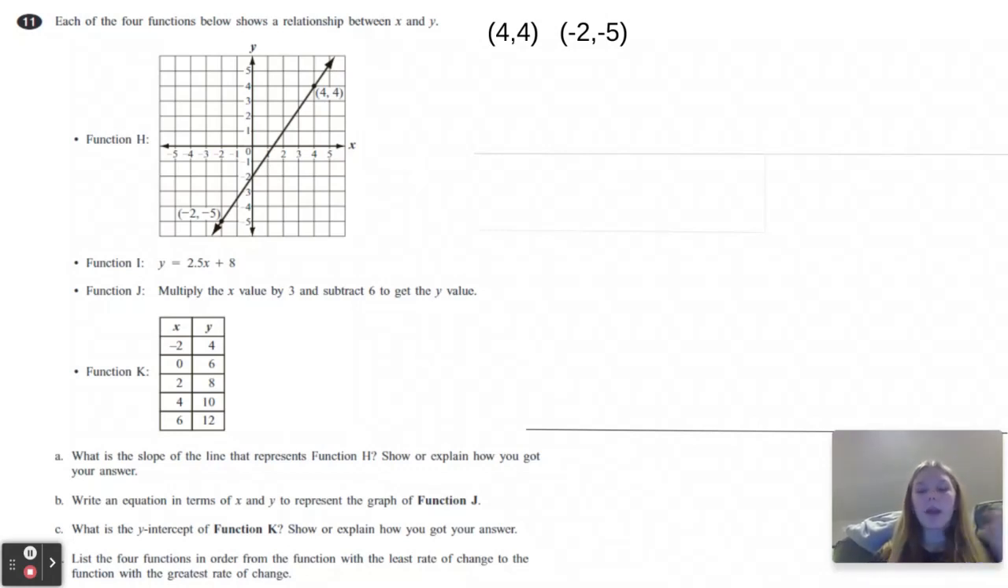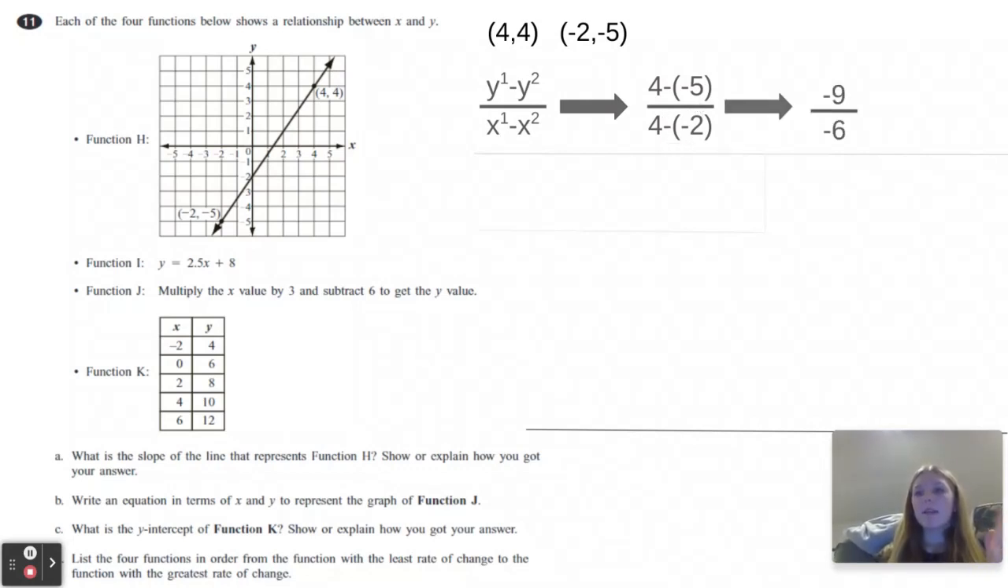To find the slope, we have to use the formula. The formula is y1 minus y2 over x1 minus x2. Keep in mind, these right here are not exponents. They're just meant to say the first coordinate pair and the second coordinate pair. So you fill those in. You do 4 minus -5 over 4 minus -2 to get -9 over -6. Simplify that, you get 3 over 2. So the slope for function h is 3 over 2.